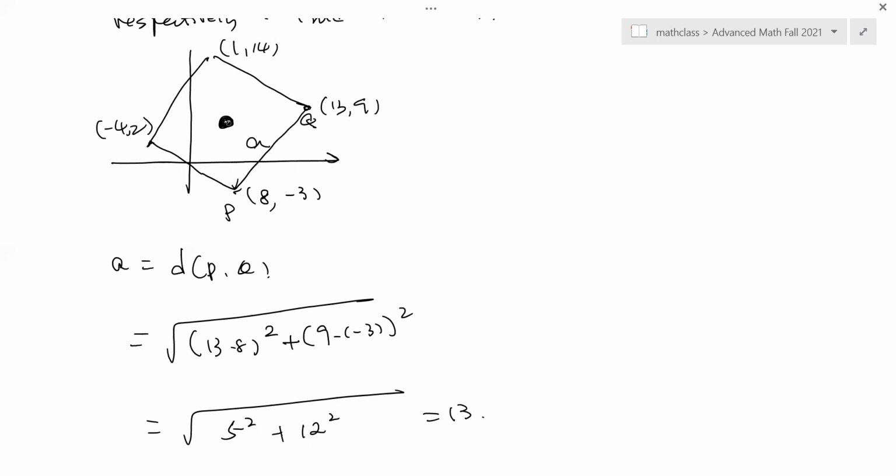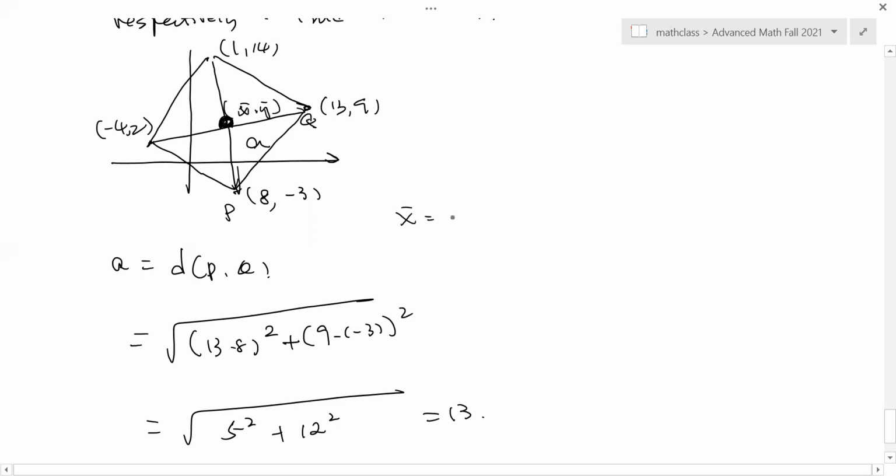Right. You see that the center will be on the diagonal of the square. It must be the midpoint between the two endpoints, right? So if this is X bar and Y bar, the X bar is going to be the average, the mean value of the X coordinates, right? So if you use this pair of points, that is going to be 9 over 2. Y bar is going to be 5 over 2.